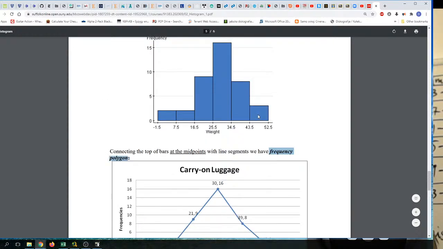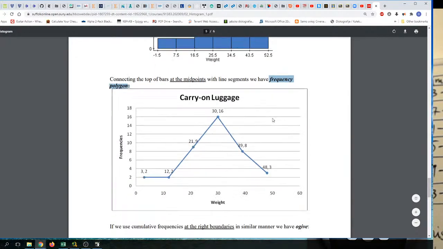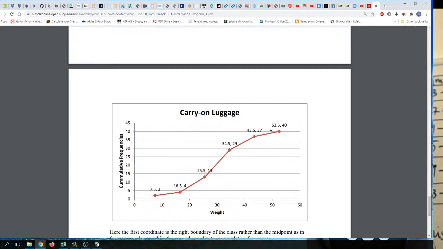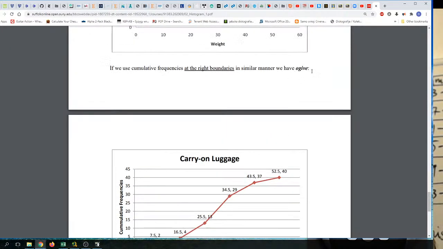It's sort of an overlay of this histogram, right? Kind of the same shape. And then there is another curve here that doesn't have the shape of a histogram at all, but it's also meaningful. It has a name, ogive. It's called ogive. I'm going to explain that in the class. So the next time we meet live, I'm going to explain that.